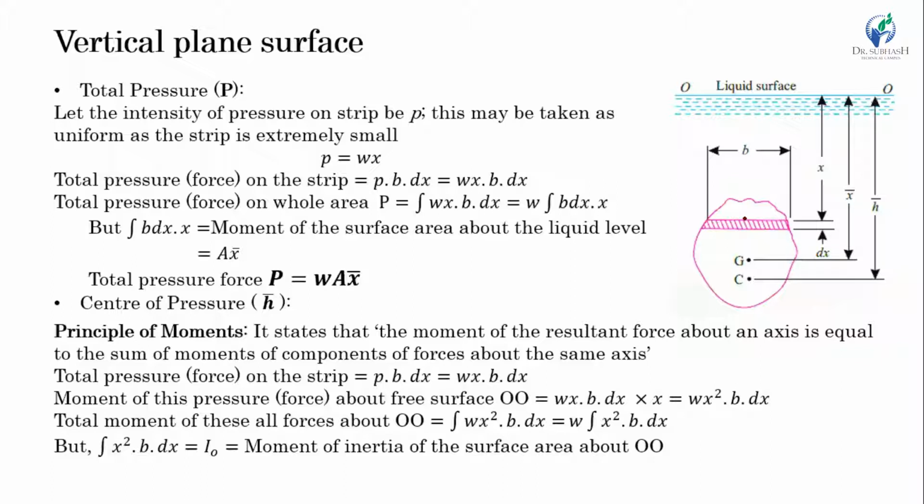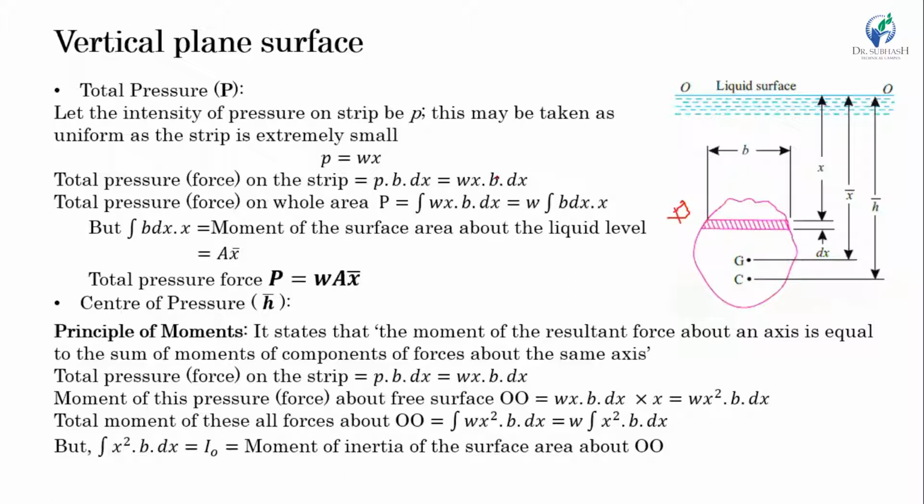For the calculation of the total pressure, we must first calculate the pressure force acting on this strip, and then integrate. Let's suppose the intensity of pressure on this strip is small p. According to the definition of force, the total pressure force is equal to the intensity of pressure multiplied by area.